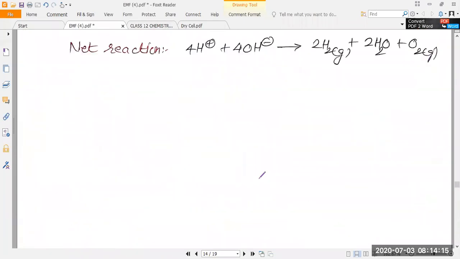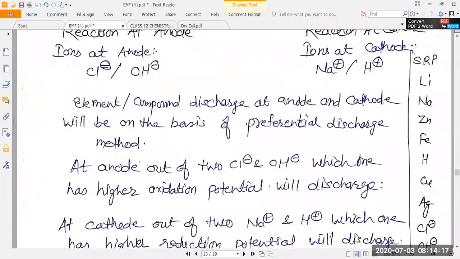This SRP value we have to memorize. By seeing the SRP value only, we can find which element will oxidize at the anode and which element will reduce at the cathode.